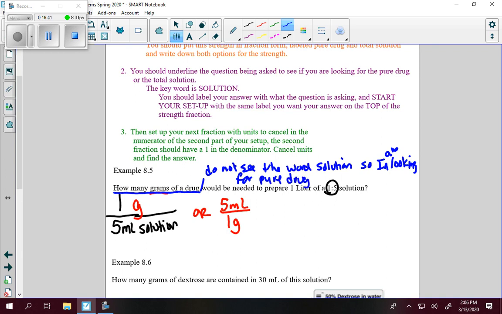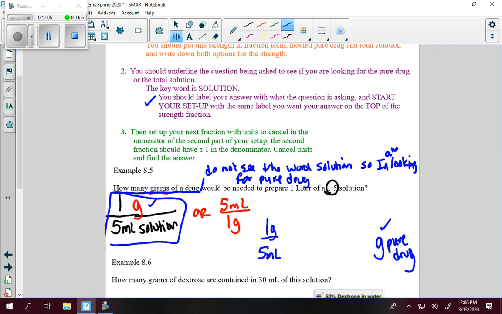So it says you should label your answer with what the question is asking. So I'm going to say grams, pure drug. And then it says start your setup with the same label you want your answer on the top of the strength fraction. So if I want my answer in grams, I have to start with grams on top. So I'm going to start with 1 gram to 5 milliliters. And that's my start. So that's number 2.